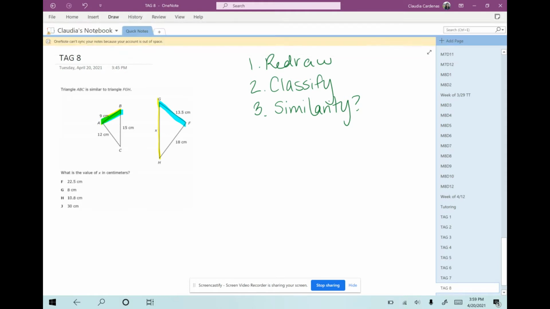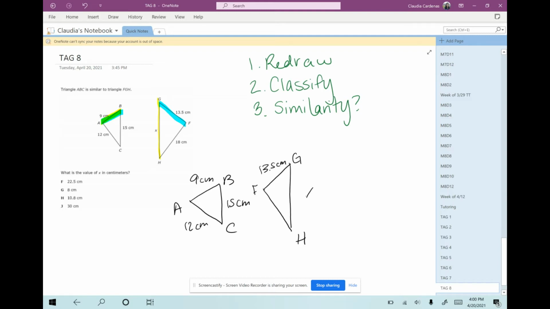So I see that we have triangle A, B, C, and the little pico part at the left should also be the same on the triangle FGH. So I'm going to draw it, just a little bit bigger, which kind of corresponds. The little pico part is F, the top point is G, the bottom point is H. And if I put the dimensions, I see this is 9 centimeters, 12 centimeters, 15 centimeters. All I'm doing is rotating it. So this is 13.5 centimeters, X, and 18 centimeters.